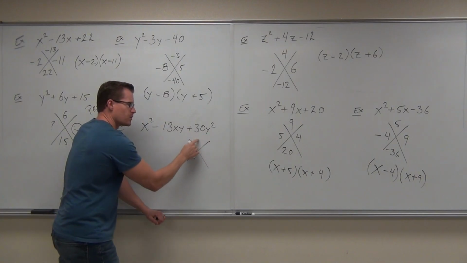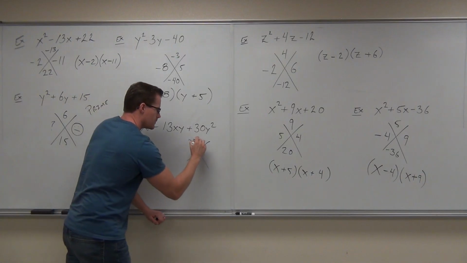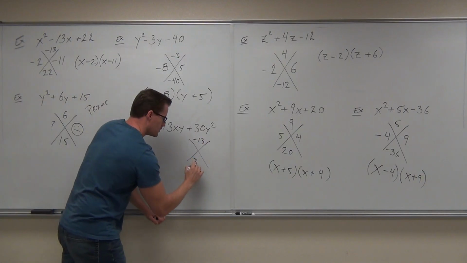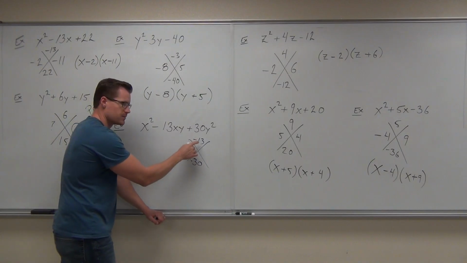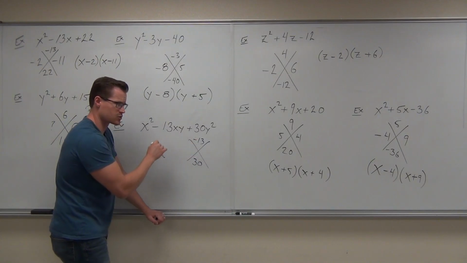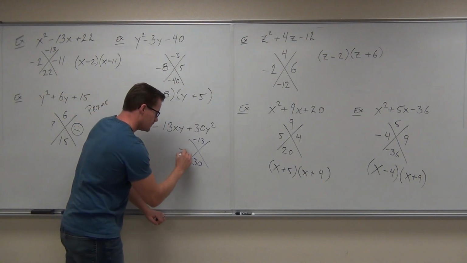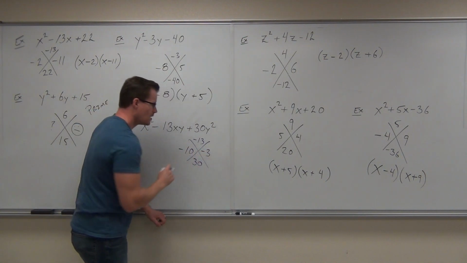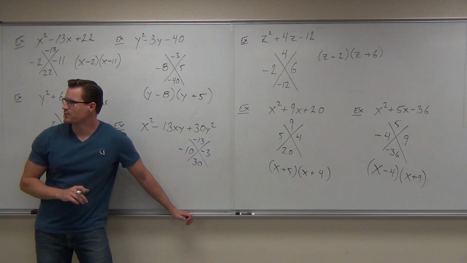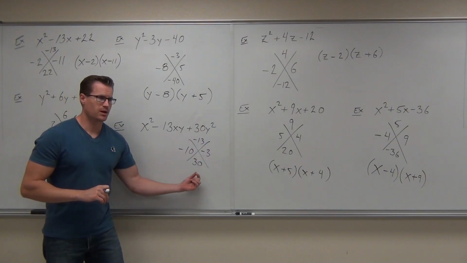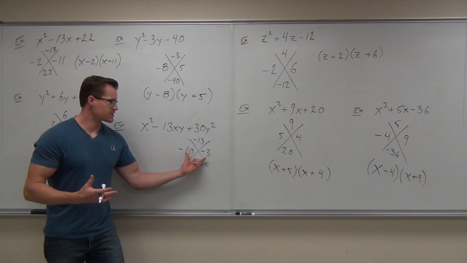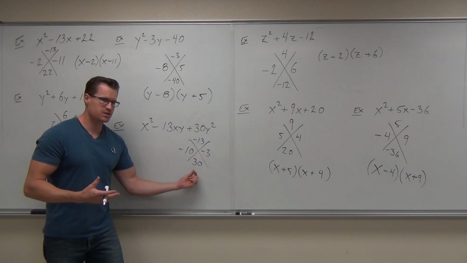So what number would go up here if you had to put one? Good. And here? Same signs, both of them negative. This one should be kind of easy. Negative 10 and negative 3. Yeah. Do you understand why they have to be both negatives in this case? Got to add to a negative, got to multiply to a positive. It's the only way it's going to work. This adds to negative 13. This multiplies to positive 30.